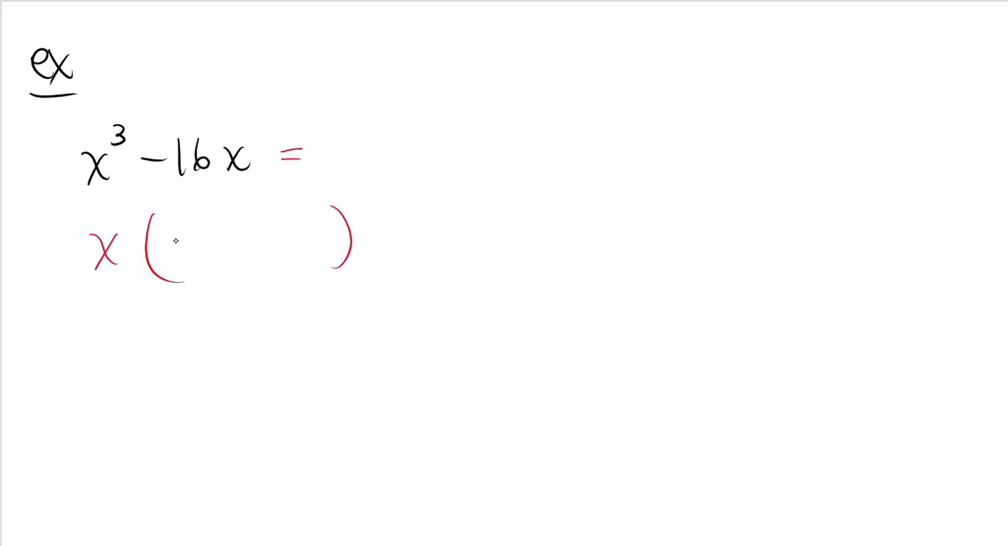x times x squared would give me the x cubed. x times 16 would give me the 16x, minus sign in between them. The resulting binomial is called a difference of squares. The first term is a perfect square, obviously it's x squared. The second term is a perfect square, it's 4 squared. You might recall that there's a formula for factoring those. If you have the difference of two squares, you can rewrite that as the sum of the square roots times the difference of the square roots.